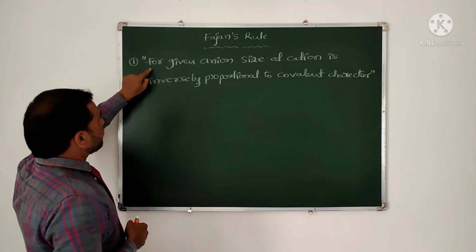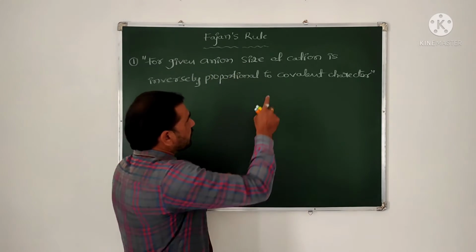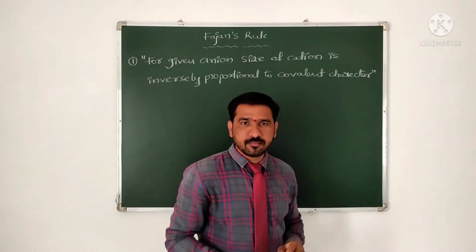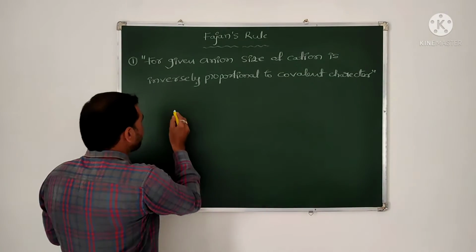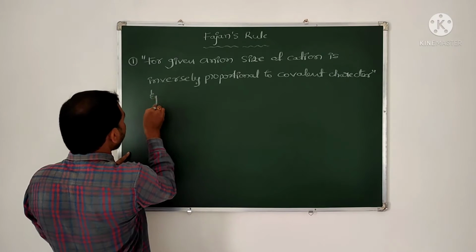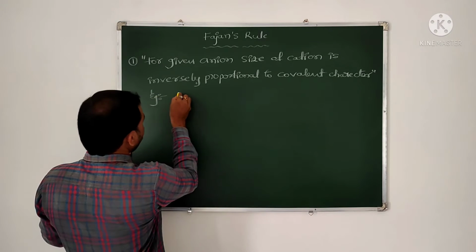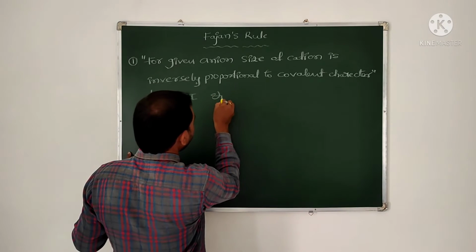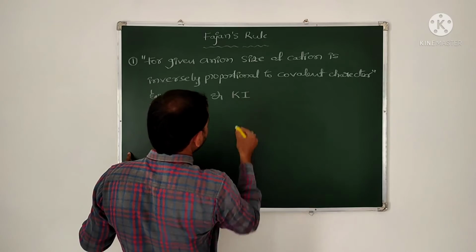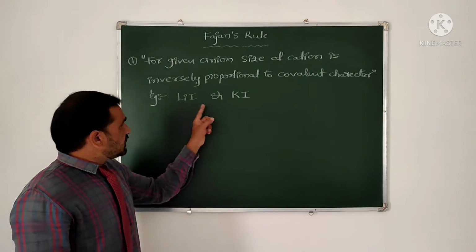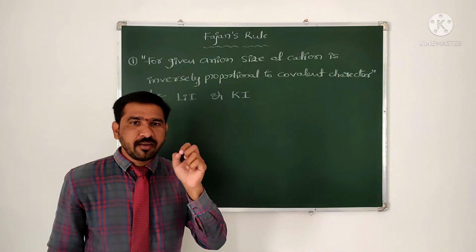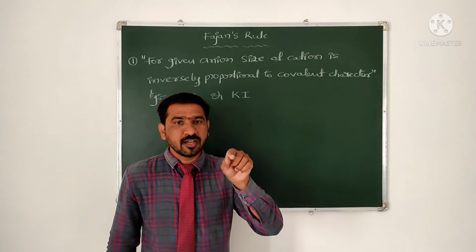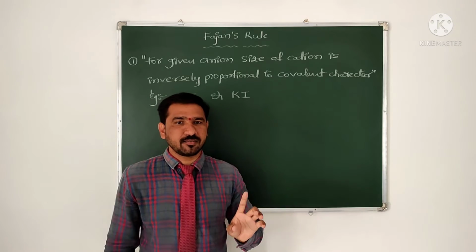First rule: for a given anion, size of cation is inversely proportional to covalent character. Let me take one example. Lithium iodide and potassium iodide. In these two compounds, I minus is identical, the anion is identical. Therefore, size of cation decides the covalent character, right?